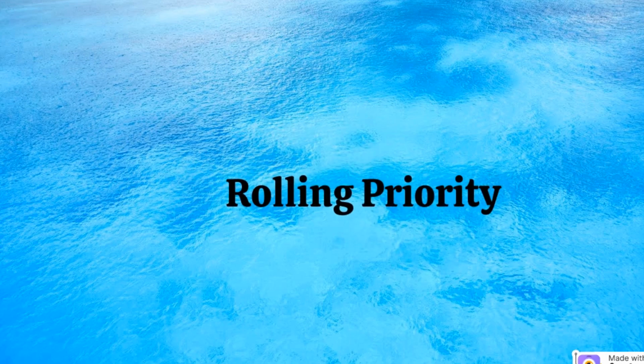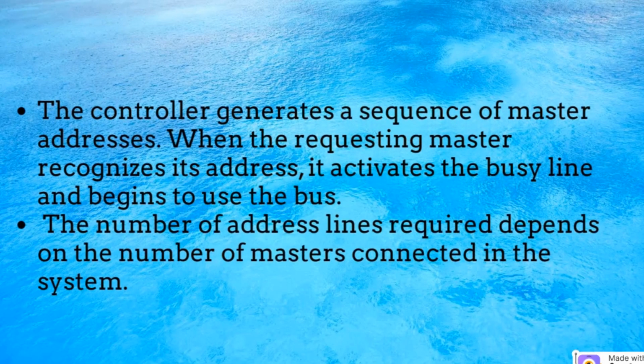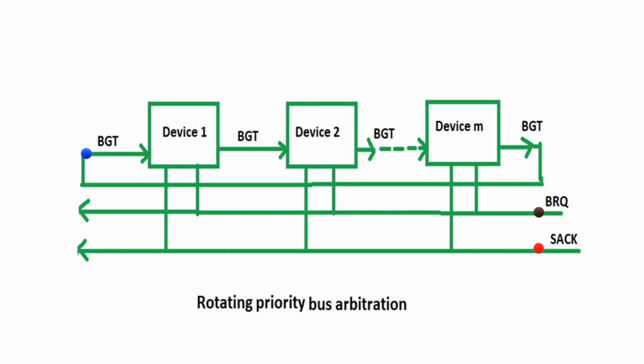Now we are going to see about rolling priority. The controller generates a sequence of master addresses. When the requesting master recognizes its address, it activates the busy line and begins to use the bus. The number of address lines required depends on the number of masters connected in the system. There are n number of devices connected. Here BRQ is a request sent to a device and SAC is a selective acknowledgement. BGT transposes the signal. This is a rotating priority bus arbitration.